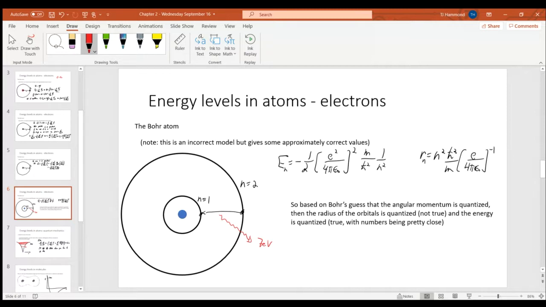The angular momentum, he postulated that the angular momentum is quantized, which is true, but the angular momentum is actually completely wrong. The n equals 1 state actually has no angular momentum, but this obviously has to have some angular momentum. Okay, so I'm trying to emphasize that it's not a correct model, but it does give us the right energy values. And for those of you who haven't taken any quantum mechanics, this is kind of a way of modeling the quantization of these energy levels of the electron in an atom.